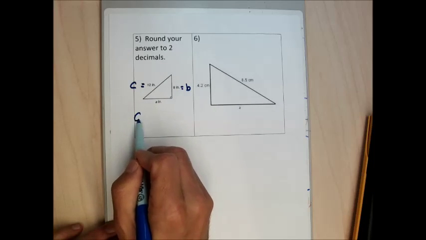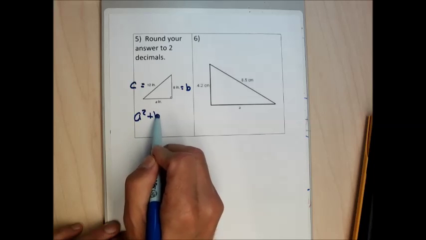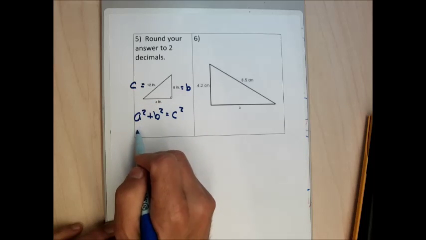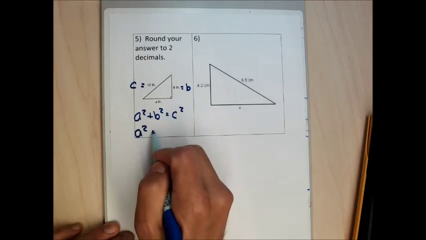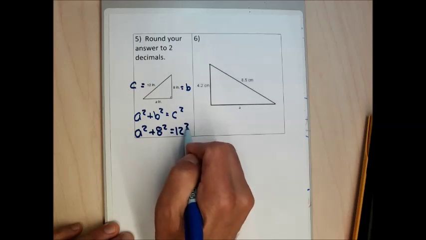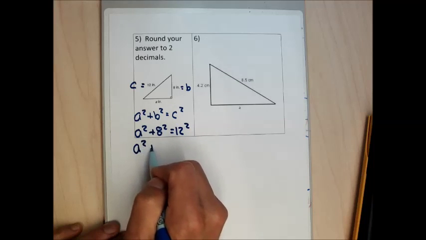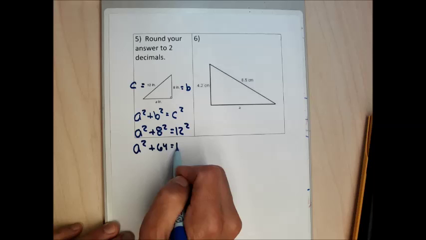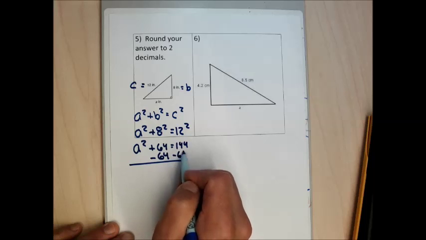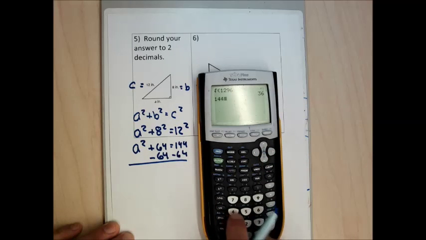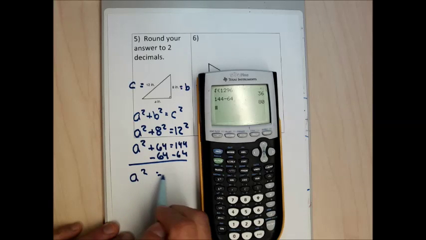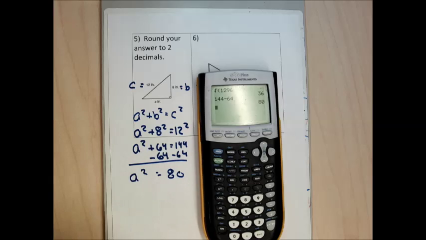And instead of A squared plus B squared equals C squared, I'm going to use A squared as A squared. For B squared, I'm going to plug in 8 squared. For C squared, I'm going to plug in 12 squared. So this is going to give me A squared plus 64 equals 144. I need to subtract 64 from both sides. I'm going to get 80 on the right side, so A squared equals 80. And now I'm going to round to 2 decimals.